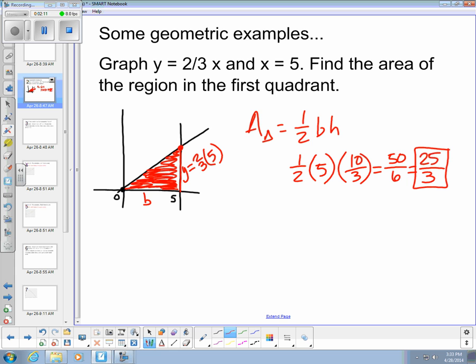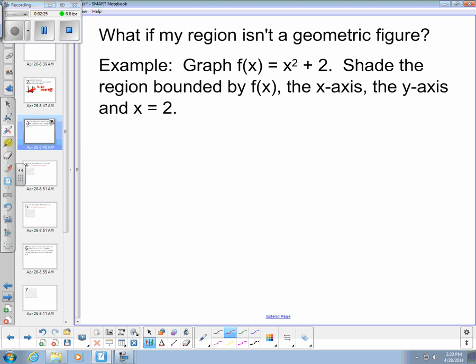So if I graph my region and it turns into a geometric figure, like a triangle, a trapezoid, or a rectangle, then I could find the area pretty easily using my geometric formulas. But what if my region is not a geometric figure? So pause the video for just a second, and I want you to graph f of x equals x squared plus 2, and shade in the region bounded by our equation f of x, the x-axis, the y-axis, and the line x equals 2.